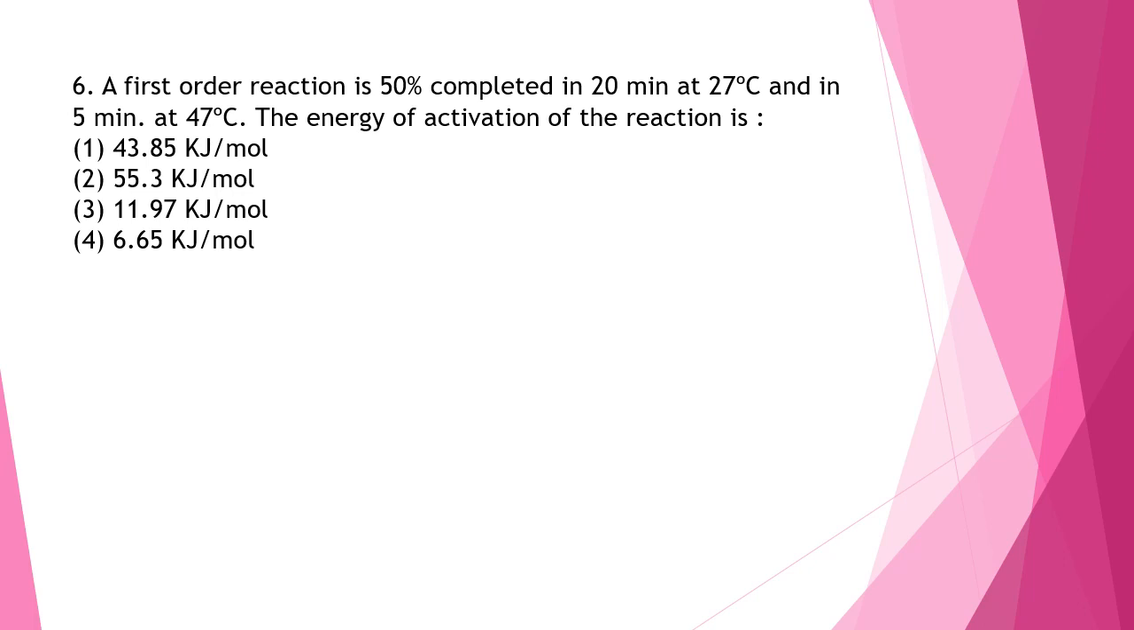Question 6. A first order reaction is 50% completed in 20 minutes at 27 degrees and in 5 minutes at 47 degrees. The energy of activation for the reaction is, now we know that log K2 by K1 is equal to activation energy divided by 2.303 R into (T2 minus T1) divided by T1 T2.